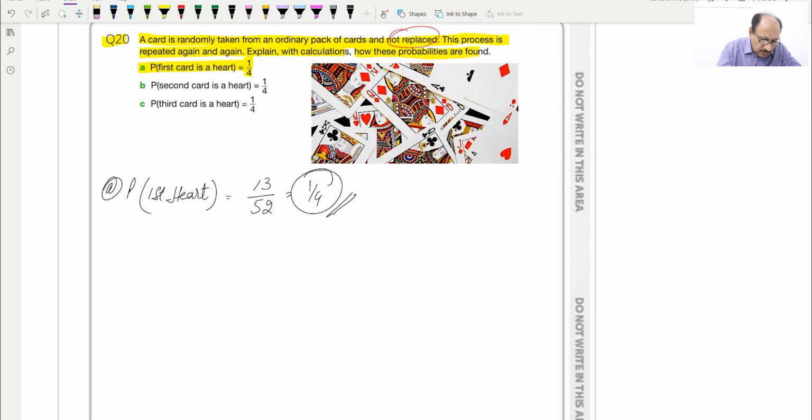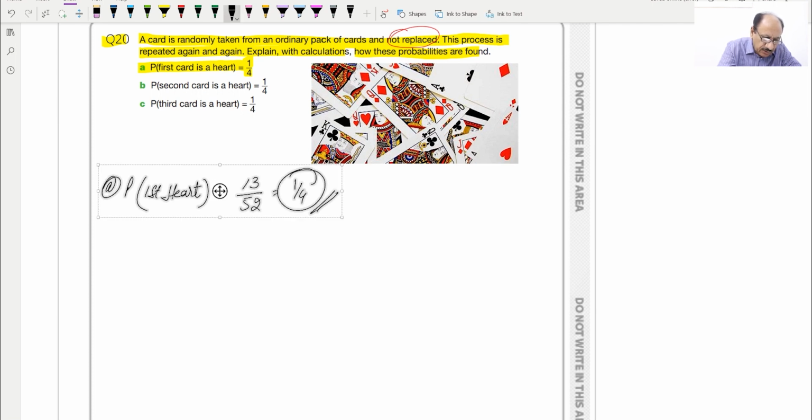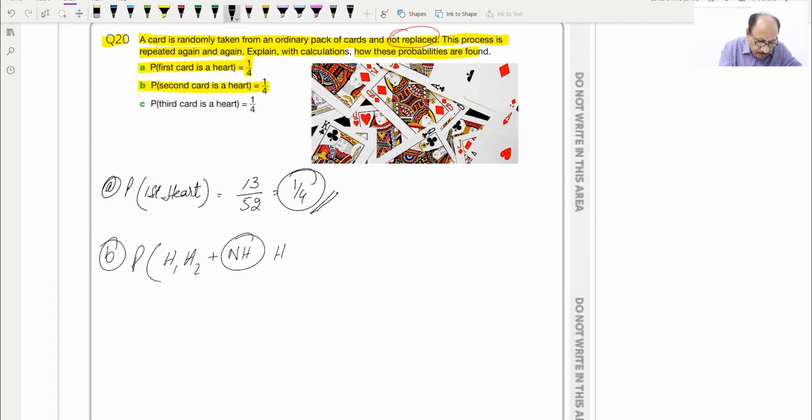And now we can solve the B part, and B part says probability of second card is a heart. So second card heart probability can be what? It can be first heart and second heart, and the second option can be first is not heart but the second one is heart. So this one, first not heart and the second heart.